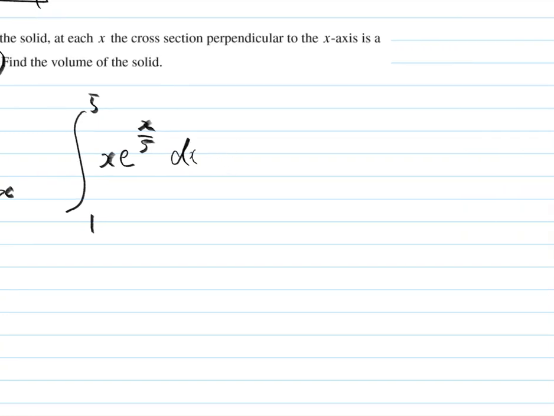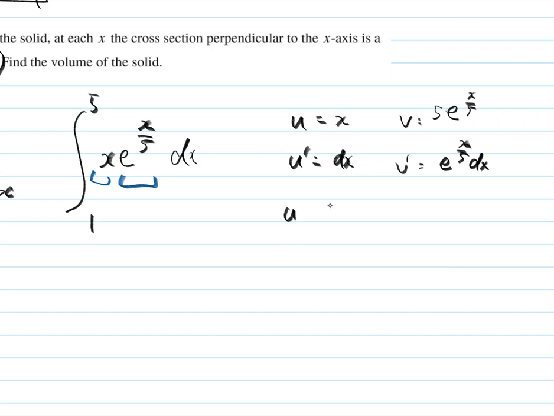Well, as you can see, there are two functions here, x and e to the x over 5. So you might want to use integration by parts. Let's dissect that. x e to the x over 5 dx. That will make it 5 e to the x over 5 and just dx. Because in this case, the integral of u dv equals uv minus the integral of v du.